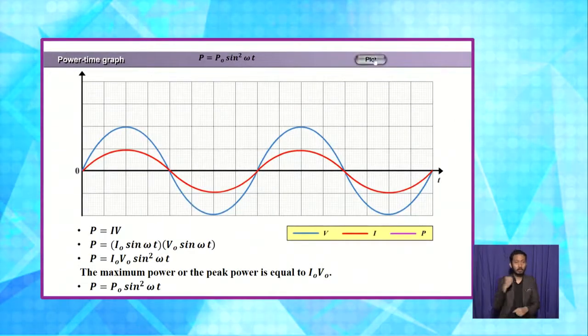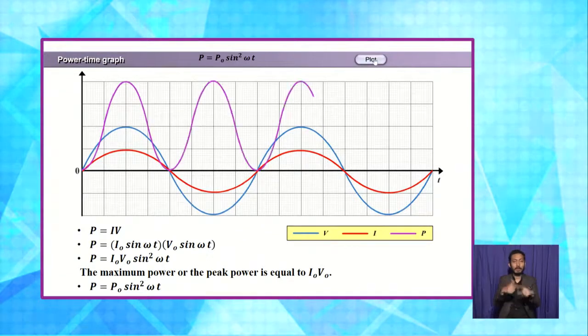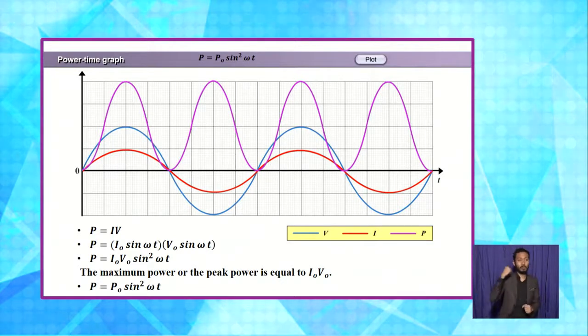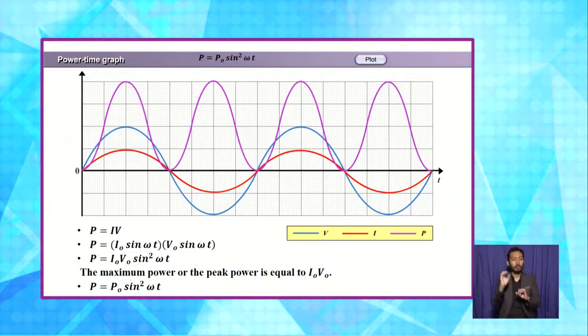with time. The derivation of instantaneous power for AC output is given by P equals IV. P equals I naught sine omega t times V naught sine omega t. So, P equals I naught V naught sine squared omega t. The maximum power or the peak power is equal to I naught V naught. Hence, P equals P naught sine squared omega t.